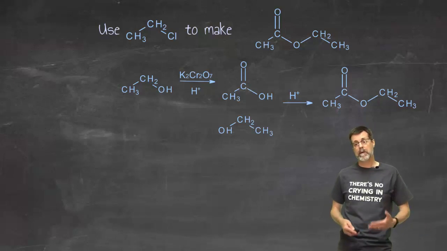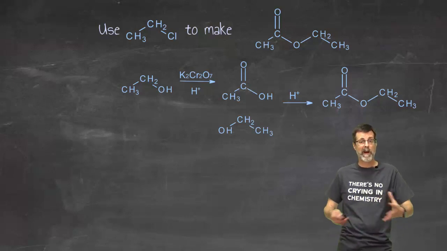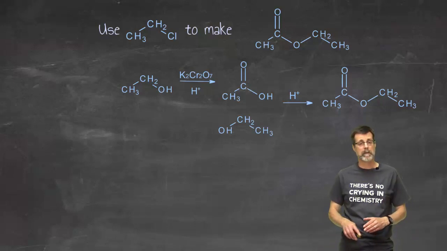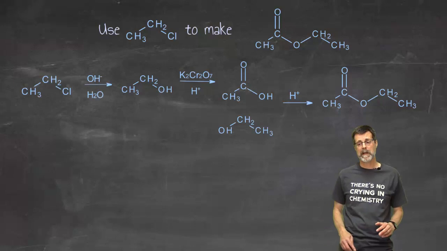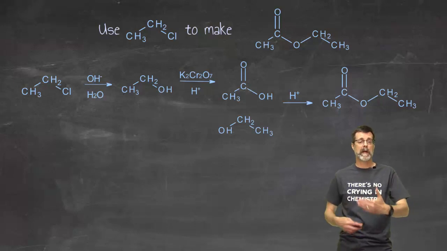Well, how do I make that alcohol? Ooh, actually, by the way, notice that's the same alcohol that I was trying to get. So if I make a whole lot of that alcohol, I can split it. Some of it gets turned into the carboxylic acid. The rest stays as the alcohol. How do I make that alcohol? Well, I know from a previous slide that I can make an alcohol from an alkyl halide.